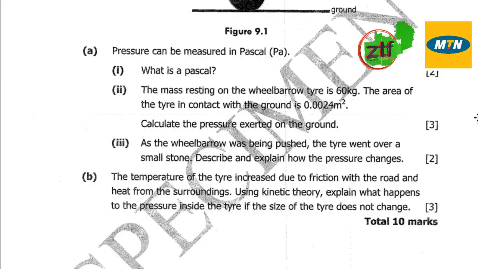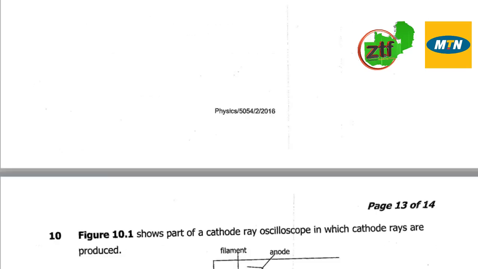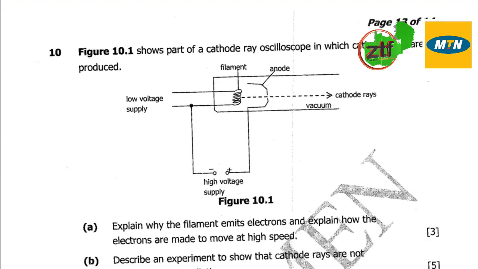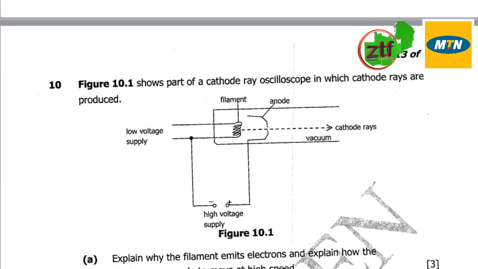Let's move on to question 10. Question 10 reads, Figure 10.1 shows part of a cathode ray oscilloscope in which cathode rays are produced. The diagram is there, viewers. Now they're asking us to explain why the filament emits electrons and explain how the electrons are made to move at high speed.